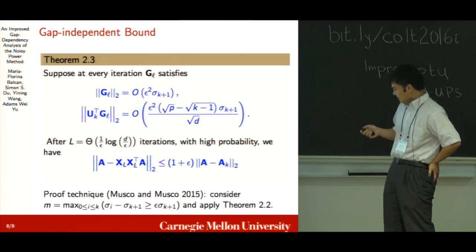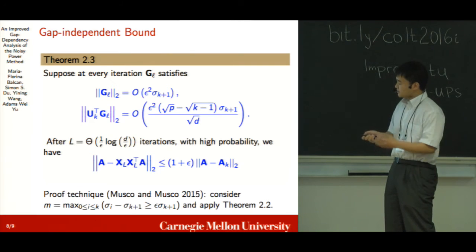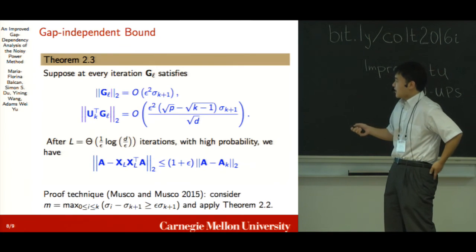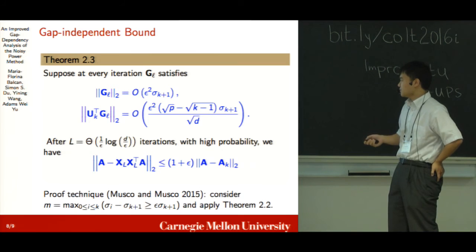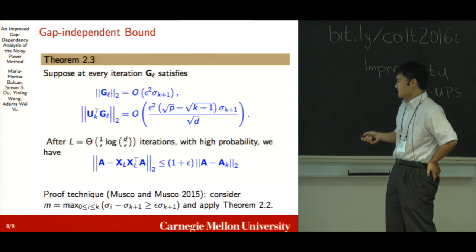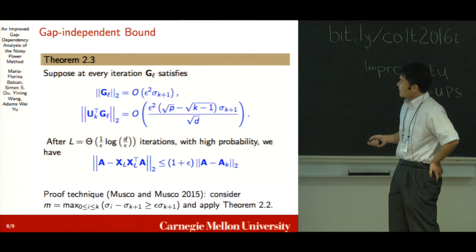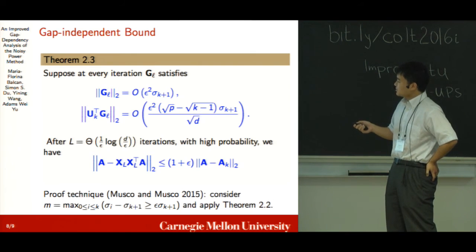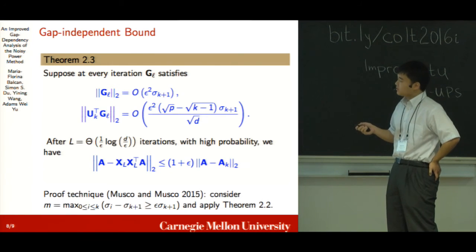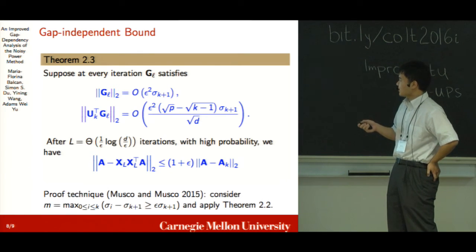Also, based on our larger spectral gap analysis, we can directly obtain a gap-independent bound in terms of the spectral norm, using a simple trick from Scott's paper. The epsilon dependency is squared. We assume it can be improved to epsilon here.